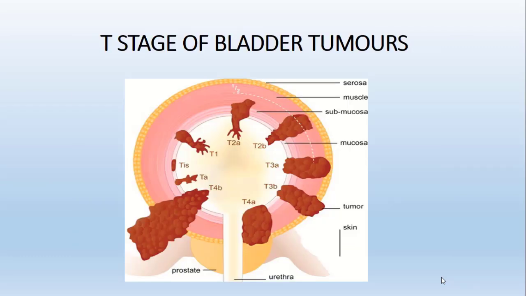Now, T stage of the bladder tumors. Ta is a tumor involving only the urothelium. Carcinoma in situ is flat tumors, and T1 is a tumor involving the lamina propria. T2 involves the muscle, with T2a involving superficial, and T2b involving the deep muscle. T3a is microscopic involvement of perivesical fat, with T3b macroscopic involvement of perivesical fat. T4a is adjacent structure involvement, and T4b is distant organ involvement.